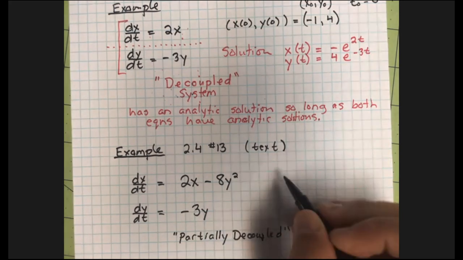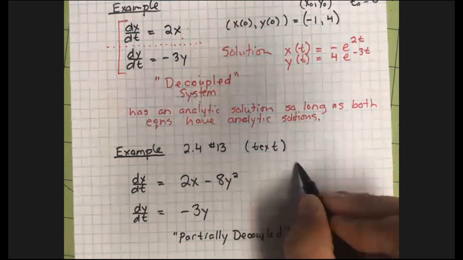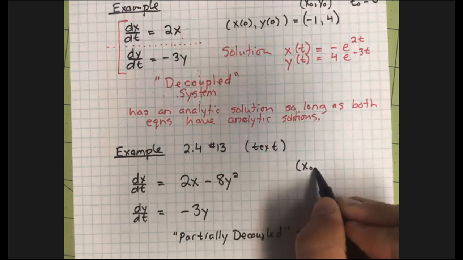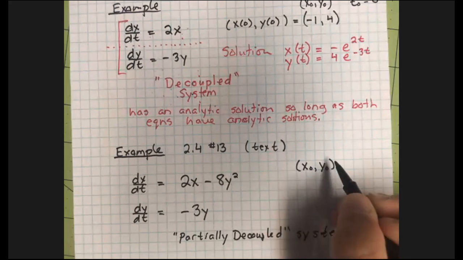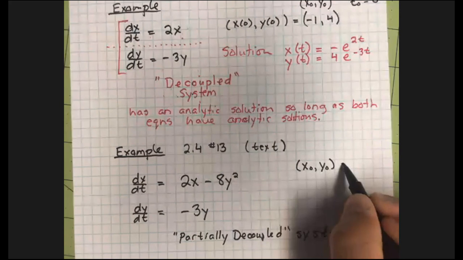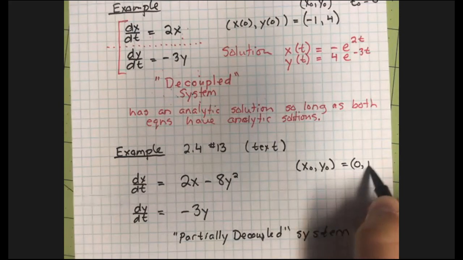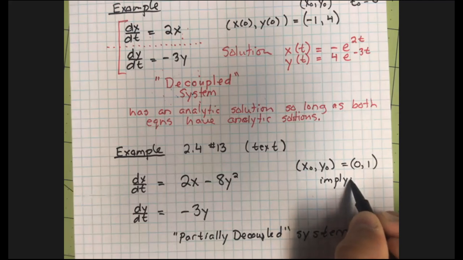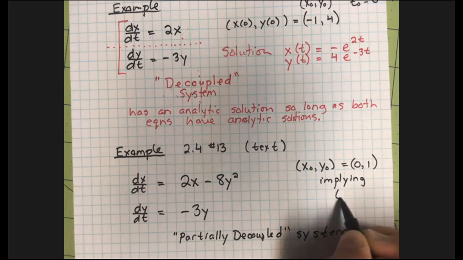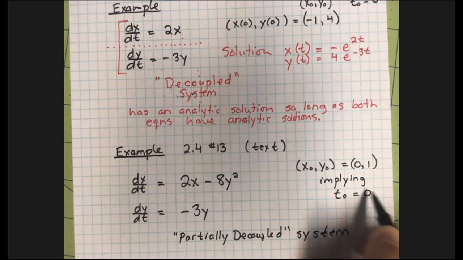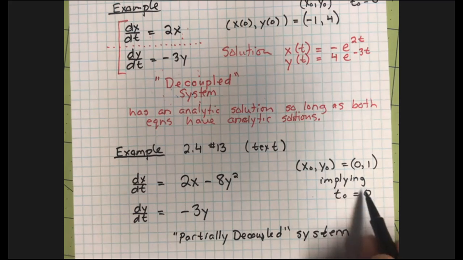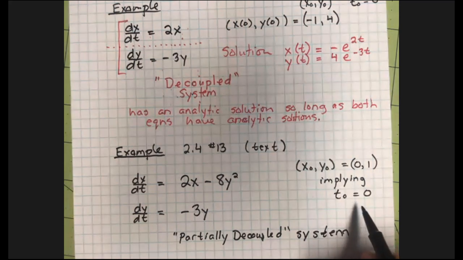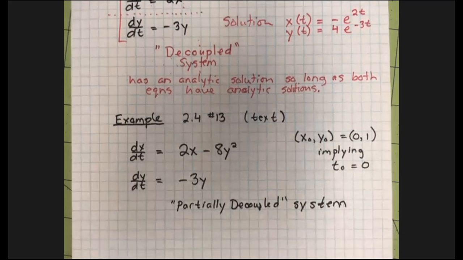Let's do initial conditions on this. The initial condition he gives you in the problem in the book is x naught, y naught is (0, 1). He is, in that sense, very generally implying that t naught is 0. You have no harm if you assume t naught is 0. Legally, he's not saying t naught is 0. Okay, let's solve it.